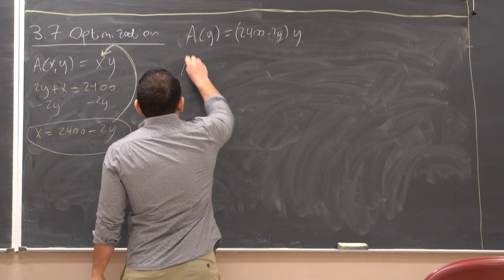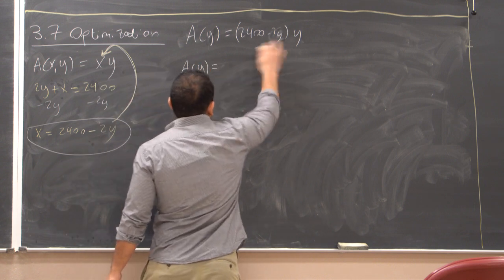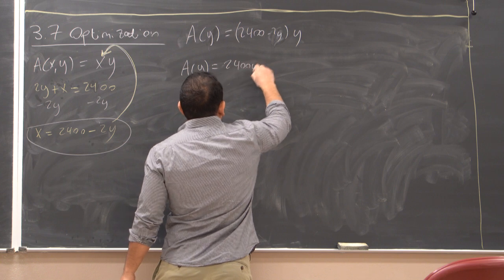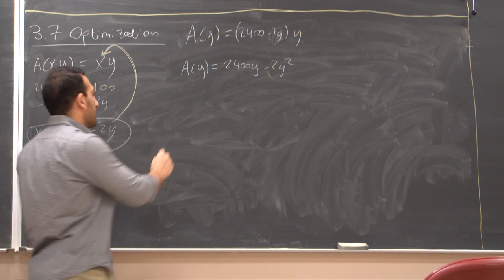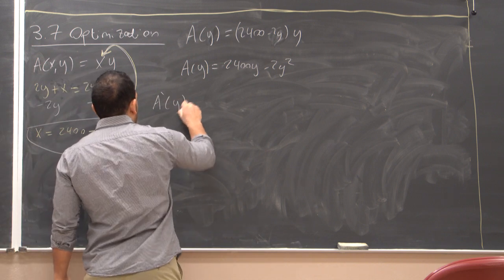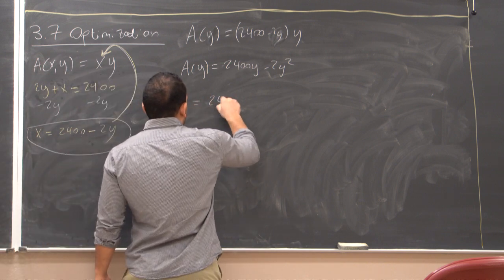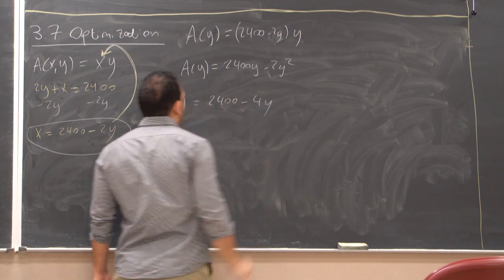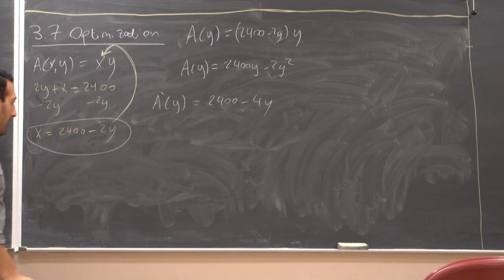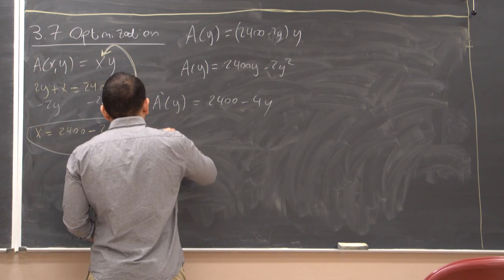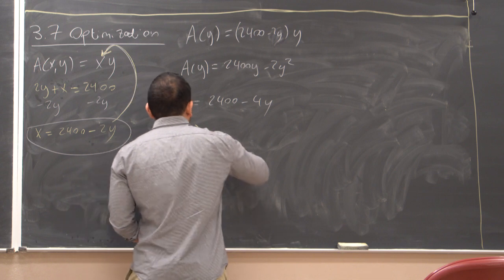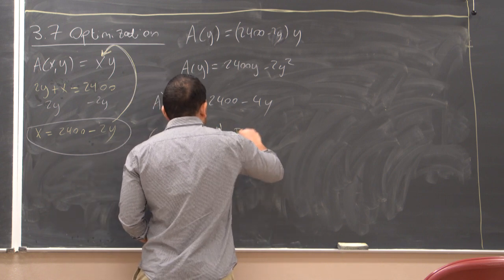So first let's simplify this a little bit. Distribute the Y. You get 2,400Y minus 2Y squared, and now we'll take the derivative. So this will just be 2,400 minus 4Y. Okay? Now, again, from the first example, we know that there's two cases to consider. So case one is A prime does not exist.